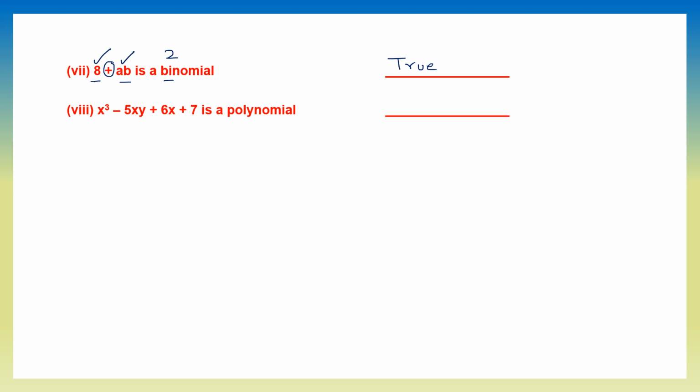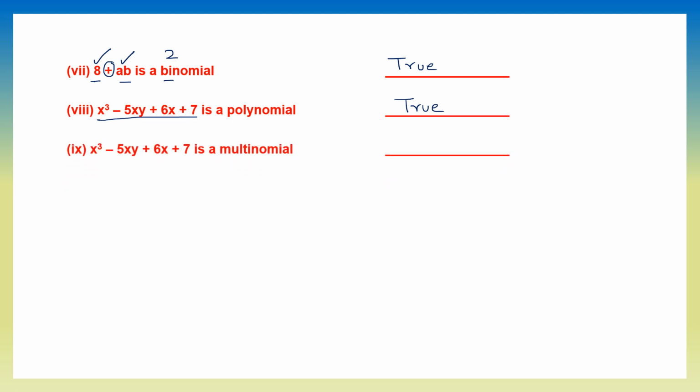Question 8. The whole thing given to us is a polynomial. Now, when do we call an expression a polynomial? When there are one or more unlike terms, and they're all unlike. As you can see, x cubed, xy, x, they're all unlike terms. So when an expression has one or more unlike terms, it is called a polynomial. So this statement is true.